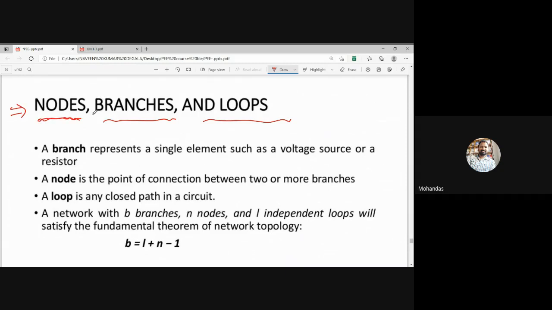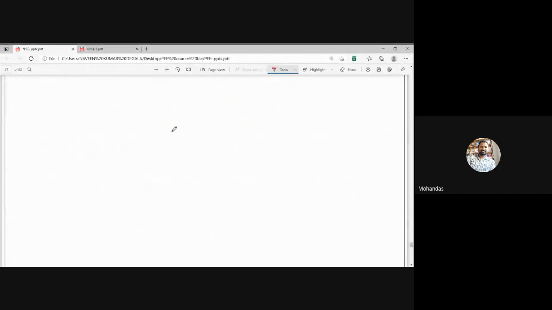Let us discuss nodes, branches and loops. What is the basic definition? Before discussing these, I want to explain something here. Suppose you take a house, there is a switchboard. You can see so many switches on the switchboard like this. From the switchboard, you can find one phase wire and one neutral wire.